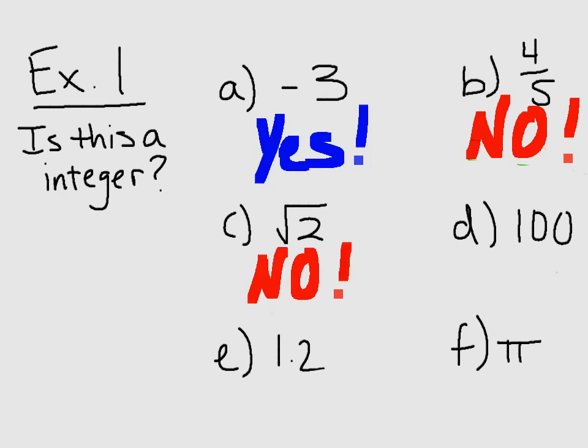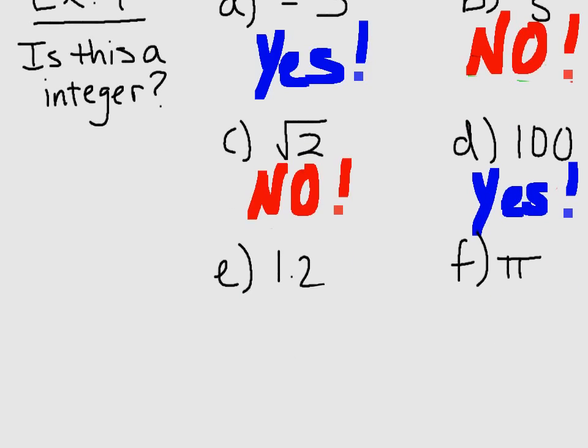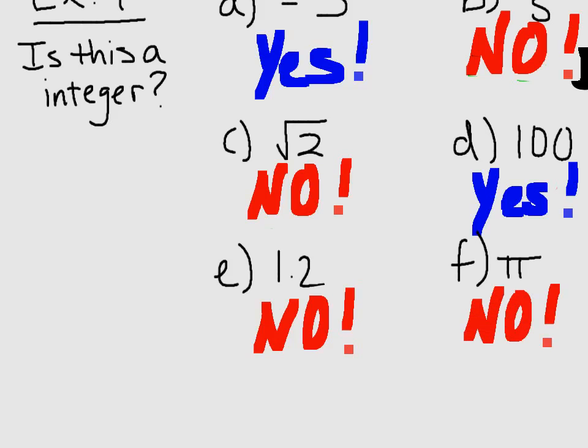Yes or no? Yes. 100 is D, as in dog. Yes. Okay. E, no. Why not E? Well, it's not a whole number. What about letter F? No, because 3.14 is pi. So it's not a whole number. It's positive, so it's got that requirement, but it's not a whole number. Should we write these examples?